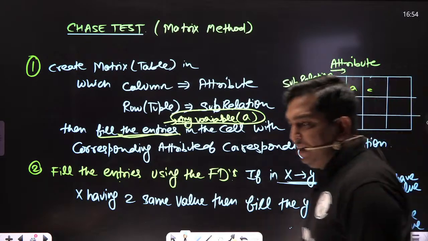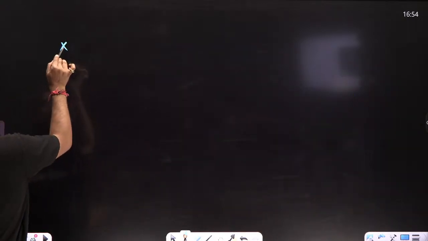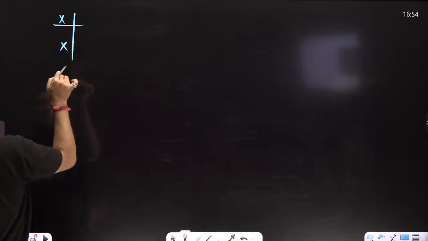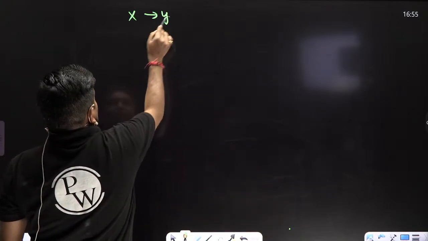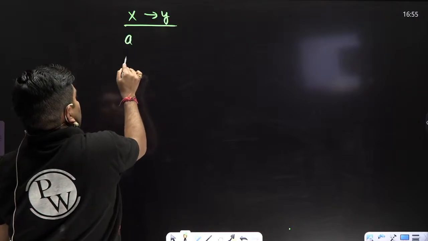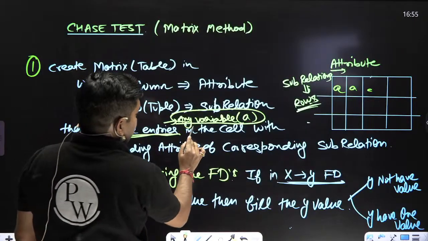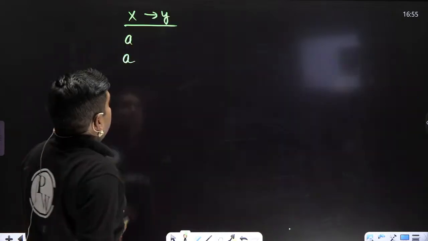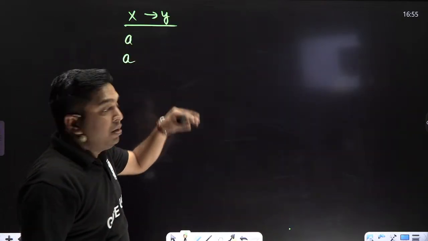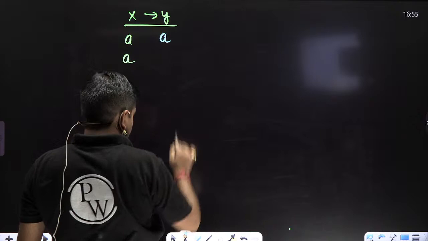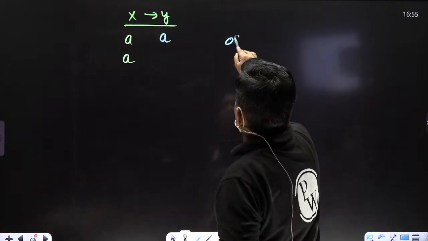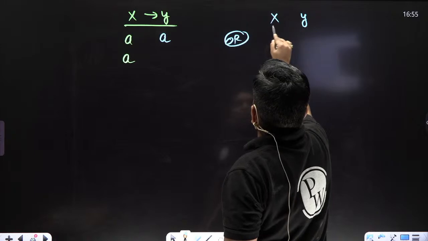I know you are not getting it, but I will tell you. For example, if we have one FD, X tends to Y, please try to understand what I am saying. Let us assume there are two entries filled with A in the X column. Now if we have A, there is this one possibility, or this is the possibility.